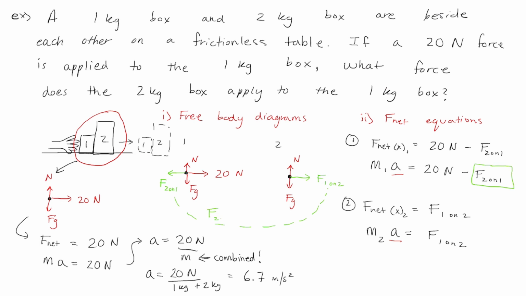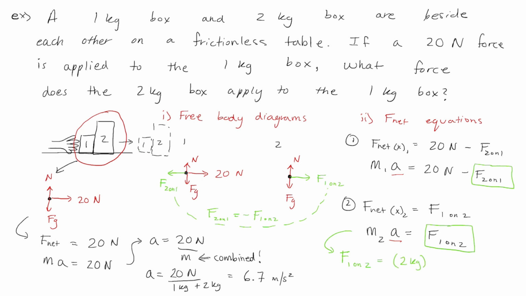But we know, based on Newton's law, that the force of 2 on 1 is equal to the negative of the force of 1 on 2. So they have the same magnitude, which means we can solve for the force of 1 on 2 or the force of 2 on 1. We'll get the same answer. We might just have to change the sign. So for simplicity's sake, I'm going to solve for the force of 1 on 2.